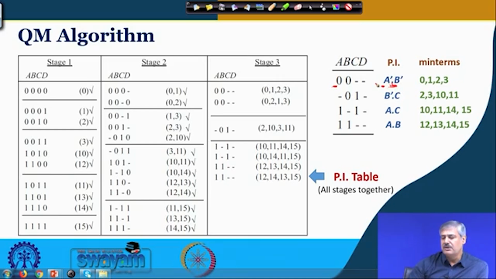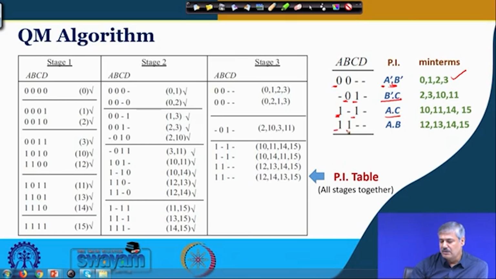Okay. So, the corresponding product term representing this prime implicant is A prime B prime, and the min terms covered by it are 0 1 2 3. Then B C: B is remaining constant with 0 and C is remaining constant with 1. So, B prime C is the corresponding prime implicant. A is remaining constant with 1 and C is remaining constant with 1. So, AC is also a prime implicant.